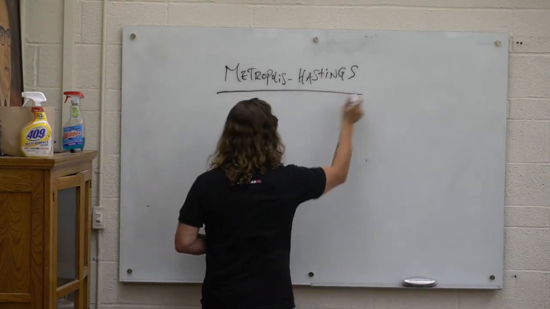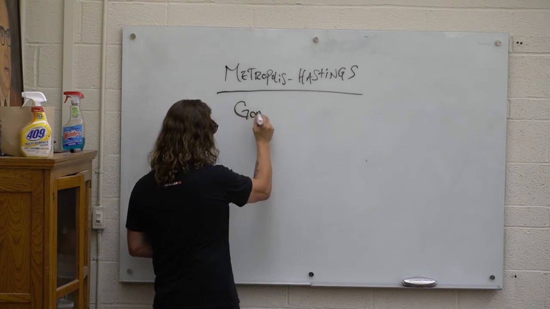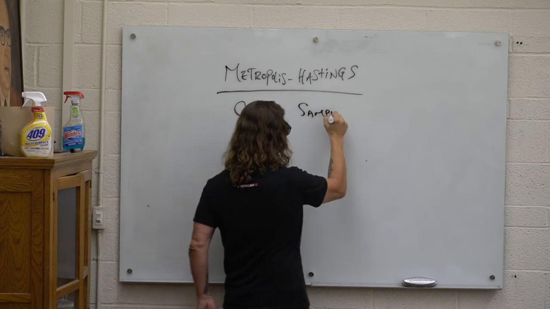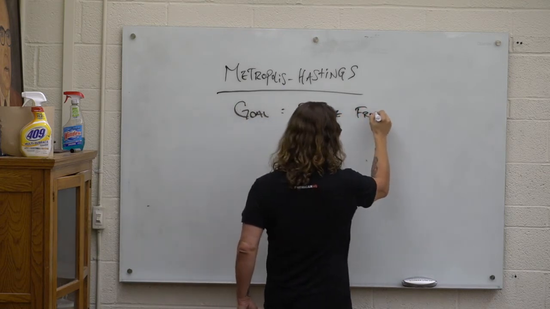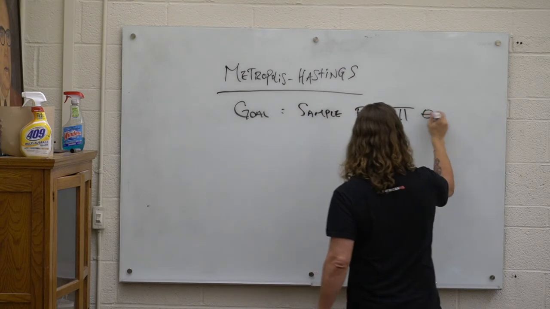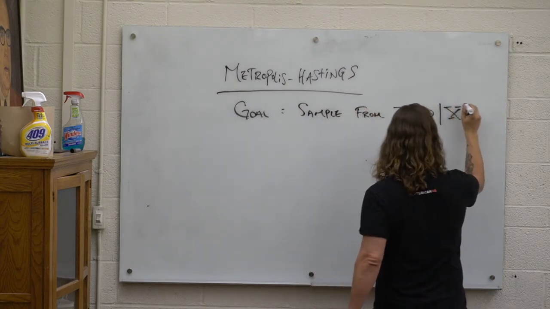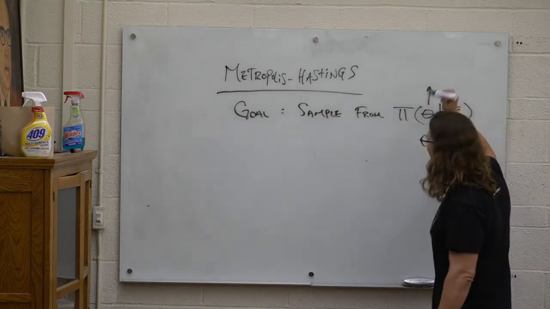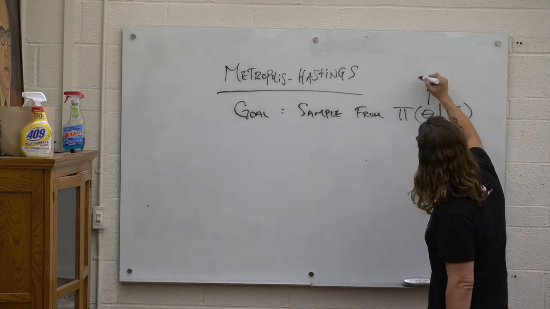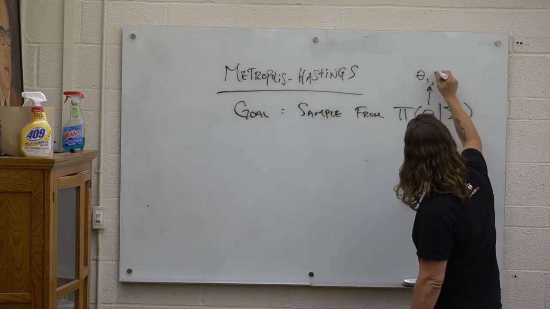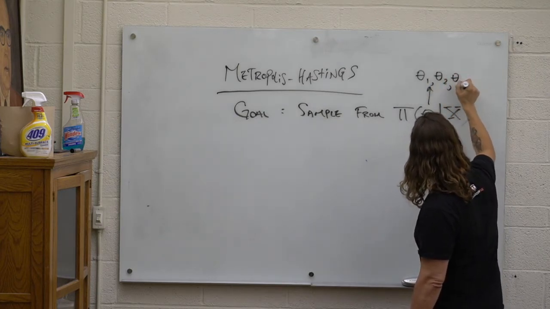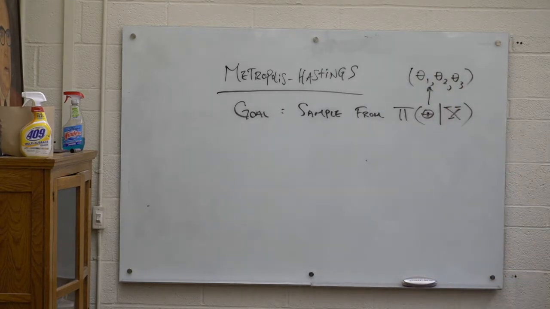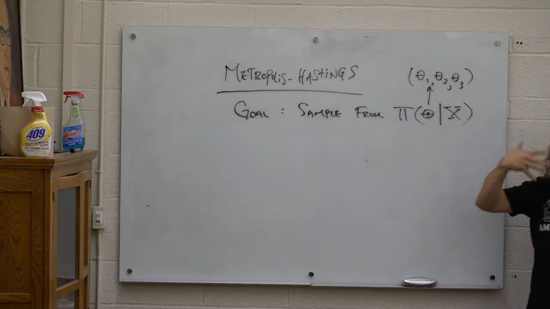So, again, the goal is to sample from pi theta given x. You can be thinking about this as three-dimensional. This will come up in the future. Theta 1, theta 2, theta 3. For our first algorithm that I'm going to show you, I'm just going to leave it in this notation, and I'm going to update everything together.